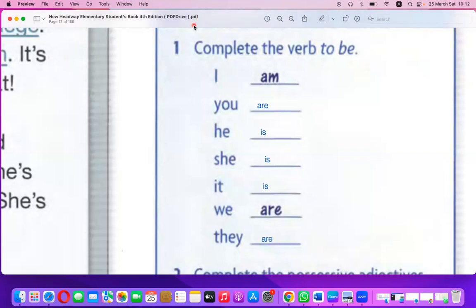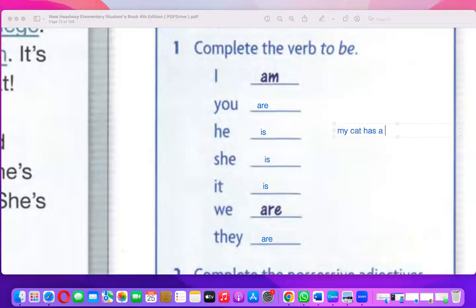Okay. And what is fur in English? Fur. Fur. Say the cat has fluffy fur, for example. Okay, my cat has fluffy fur. Okay, fluffy fur.